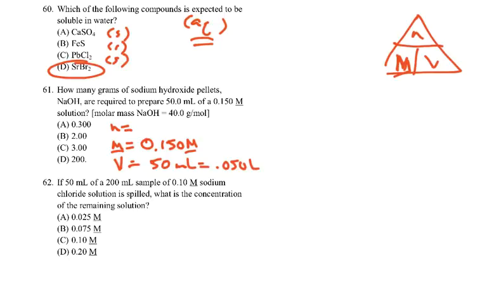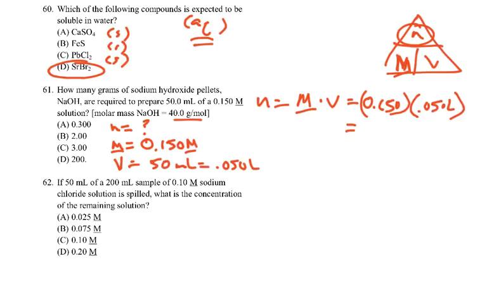And the number of moles, I'm given grams, but I want to have grams, so what I'm going to do is calculate my moles, and then I'll change moles to grams in a minute. I want number of moles, so number of moles is molarity times the volume. Molarity, we said, is 0.150 times 0.050 liters, which is 0.0075 moles.